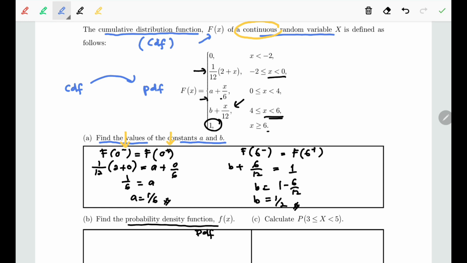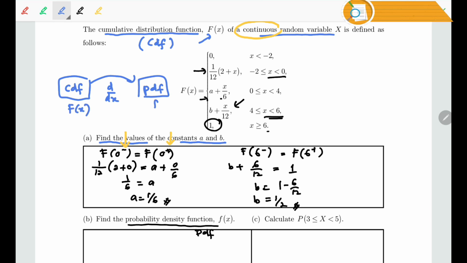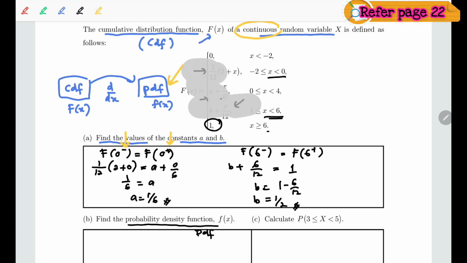So what kind of operation needs to be used here? From the CDF going to PDF, of course we need to differentiate. We need to differentiate all those CDF functions in order to get the PDF. The CDF you can denote as a capital letter F of x. So the target here is to find this one. Every single function listed here needs to be differentiated.